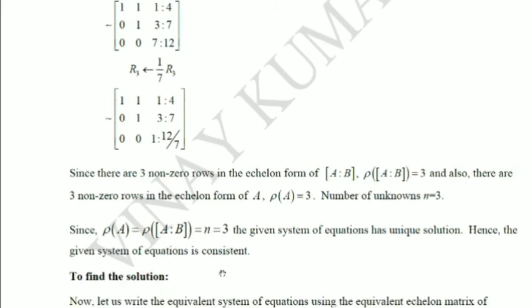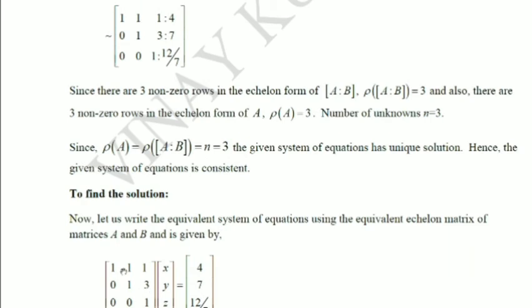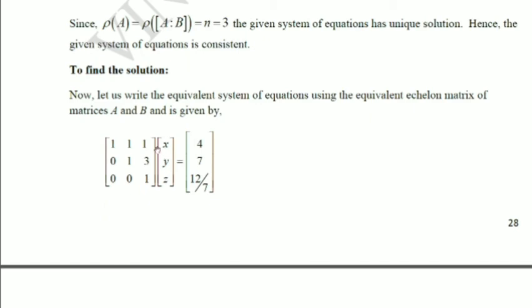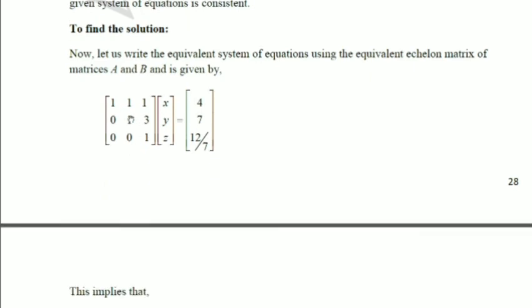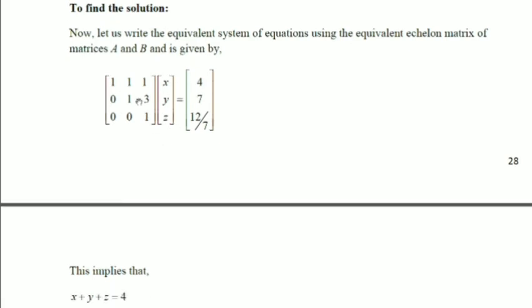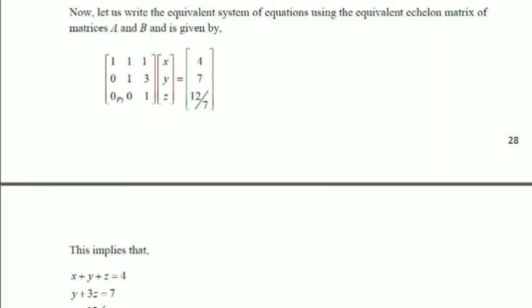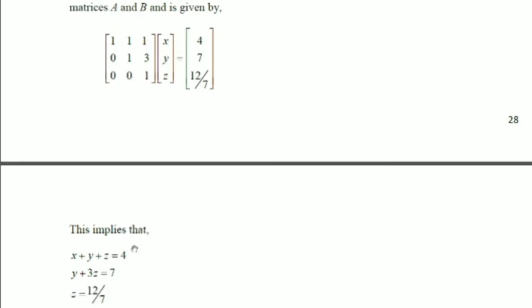And how to obtain the solution? As usual, consider this reduced system [1 1 1; 0 1 3; 0 0 1] multiplied by x, y, z equal to the reduced constant matrix. Multiply them: 1 into x plus 1 into y plus 1 into z equal to 4, 0 into x plus 1 into y plus 3 into z equal to 7, 0 into x plus 0 into y plus 1 into z equal to 12 by 7.